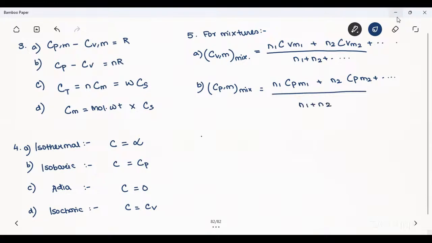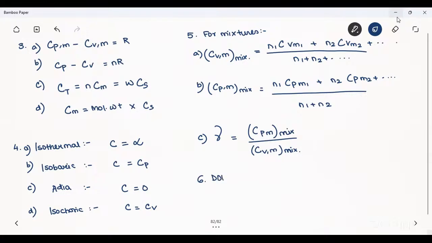And what was the Poisson's ratio? Gamma. So gamma is CPM by CVM of mixture, right? We have solved sums regarding this also. So up to this, does anyone have any doubt? We did this. Then I'm not writing it.